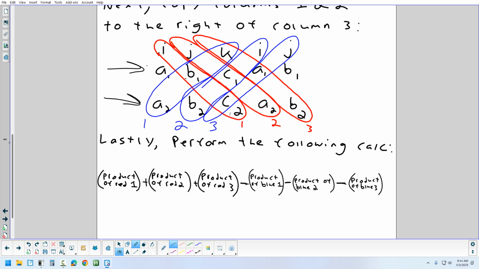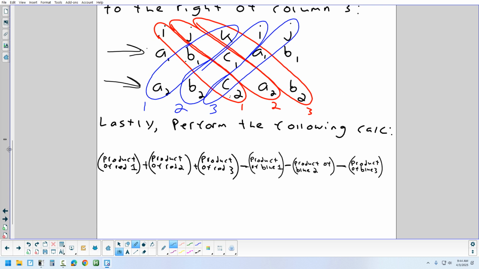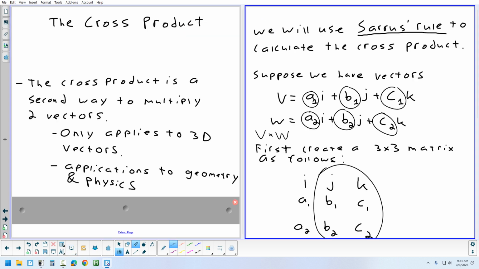And you're going to have some like terms there. Red diagonal number 1 is going to be a number with I. Blue diagonal number 2 is going to be a number with I. Red diagonal number 2 is going to be a number with J. Blue diagonal number 3 is going to be something with a J. So you're going to be able to combine those together. All right, so let's try an example of that.